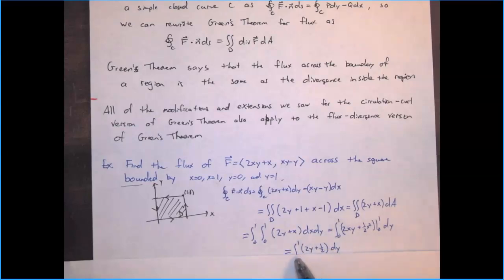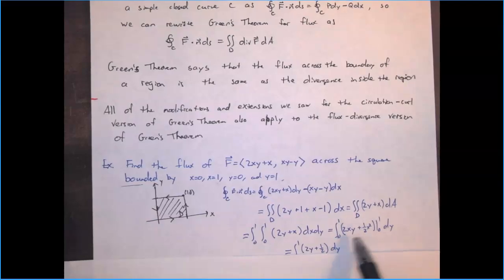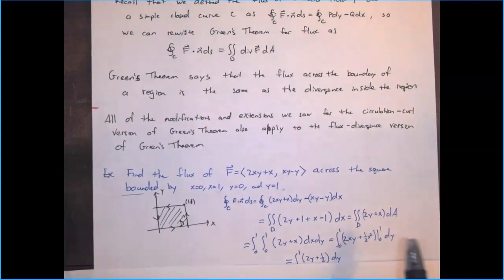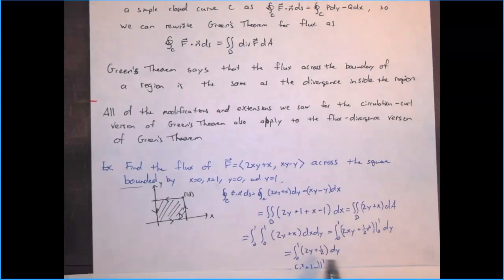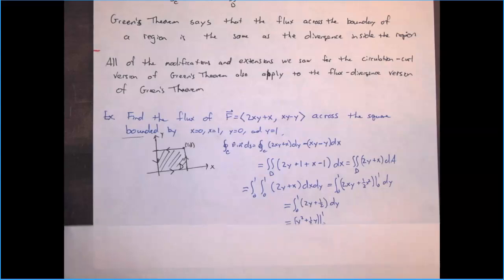So I integrate with respect to x first, and I get 2xy plus 1/2 x squared. And when I plug in 0, 1, that gives me the integral in y of 2y plus 1/2. And then I integrate with respect to y to get y squared plus 1/2 y. And my answer is 3/2. So it's just another example.